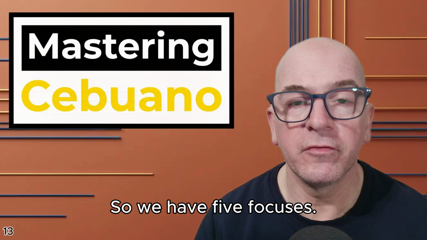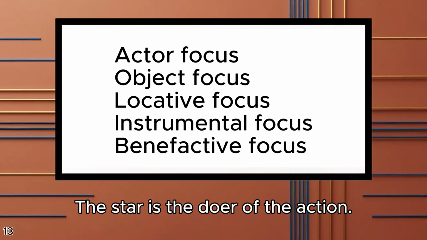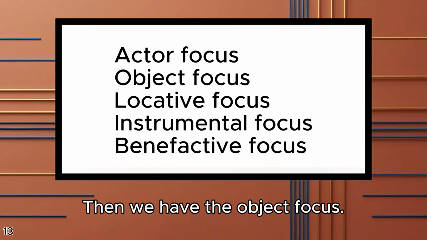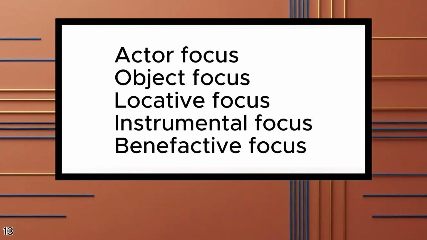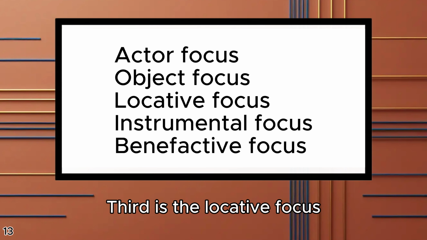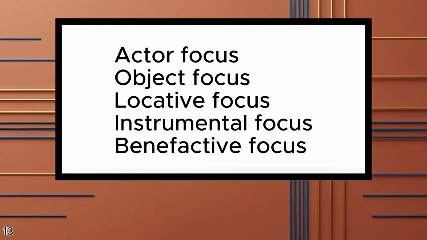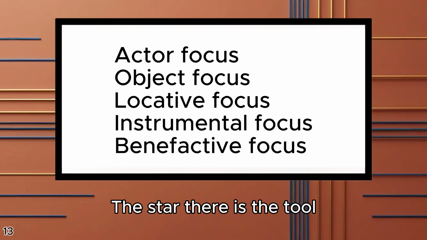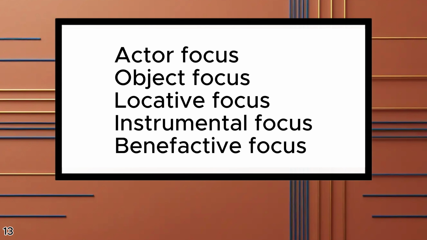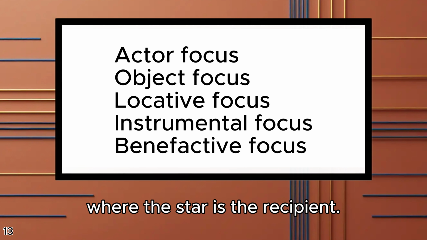So we have 5 focuses. First is the actor focus. The star is the doer of the action. Then we have the object focus. The star there is the thing undergoing the action. Third is the locative focus, where the star is the place that the action is happening. Then we have the instrumental focus. The star there is the tool, the means. And the last one here is the benefactive focus, where the star is the recipient.